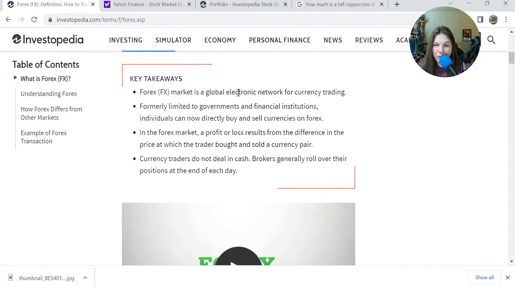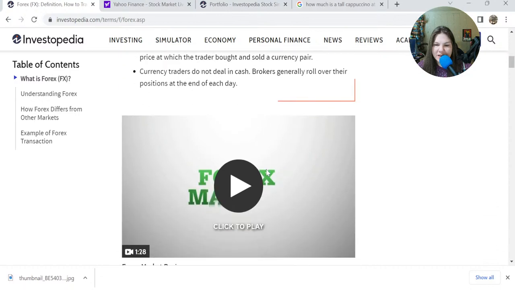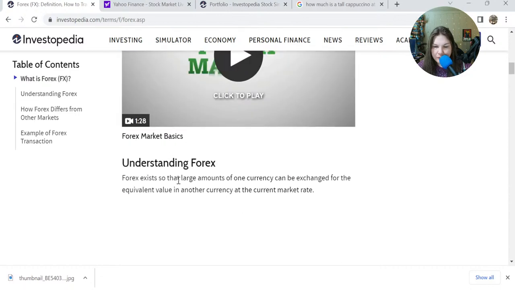The Forex market is a global electronic network for currency trading. Formerly limited to governments and financial institutions, individuals can now directly buy and sell currencies on Forex. In the Forex market, a profit or loss results from the difference in the price at which the trader bought and sold a currency pair. Currency traders do not deal in cash. Brokers generally roll over their positions at the end of each day.